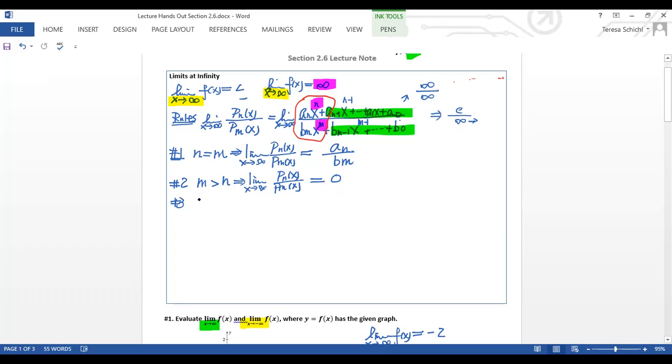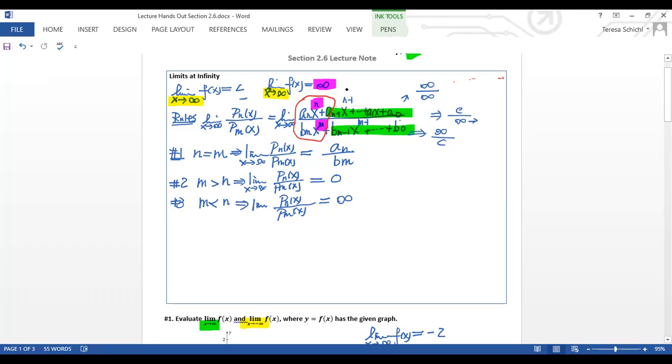So how about if the n is greater than m? If the n is greater than m, what happens here? The top is going a lot faster to infinity than the bottom, right? It's kind of like you have something going a lot faster to infinity and the bottom is just a constant, right? So now here, this is Pn(x) over Pm(x). Now what is this one going to be? It's going to be infinity here, right? Because it's going to infinity.